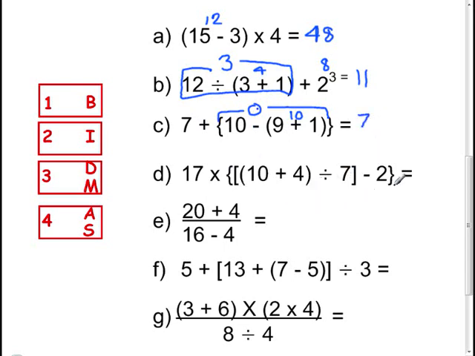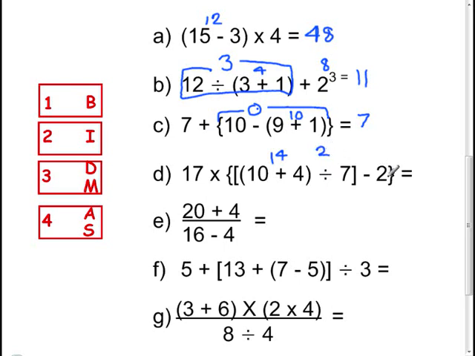Oh, we've got a lot of brackets in this one. Well, we know just what to do. We'll start at the inside and we'll work our way out. 10 plus 4 is 14. 14 divided by 7, that's the next bracket out. Well, there's 2 groups of 7 in 14.